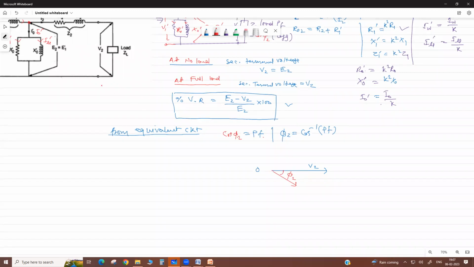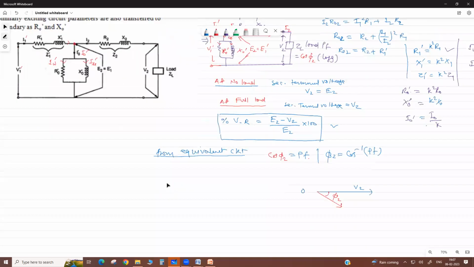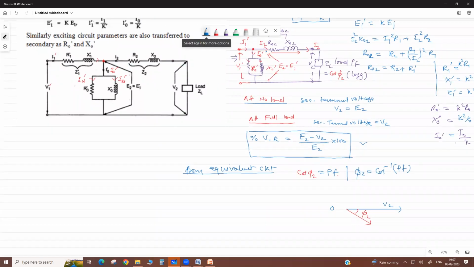Now, as I told you in the RL series circuit, there is always a drop in resistance. If some current flows through this resistance R, the voltage drop across it, VR, is in phase with the current, meaning it is parallel to the current. But it is a voltage, that's why we add it with this voltage. Due to this current there is a drop in resistance, that is I2 R02, the total equivalent resistance drop.